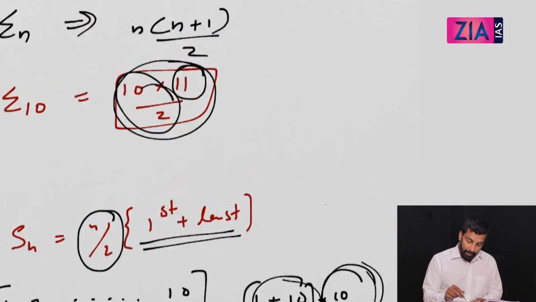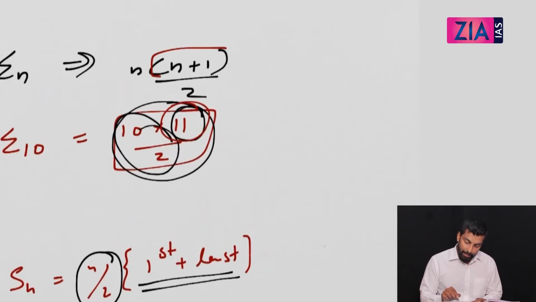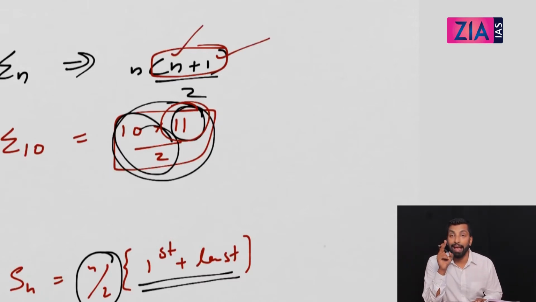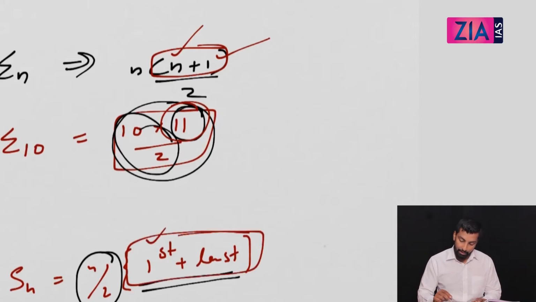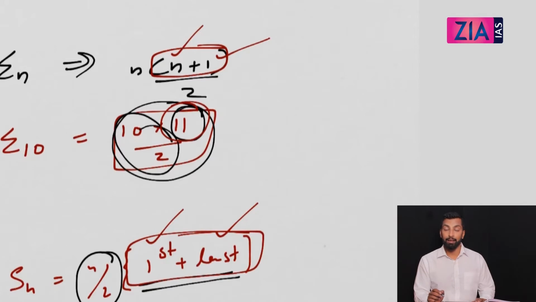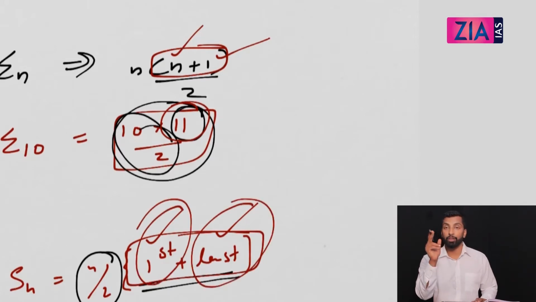So why you are getting this n plus 1 is basically because 1 is the first term, n is the last term. So that's the formula. We know first term as 1, last term as n, because you need to find sum of n terms, right?